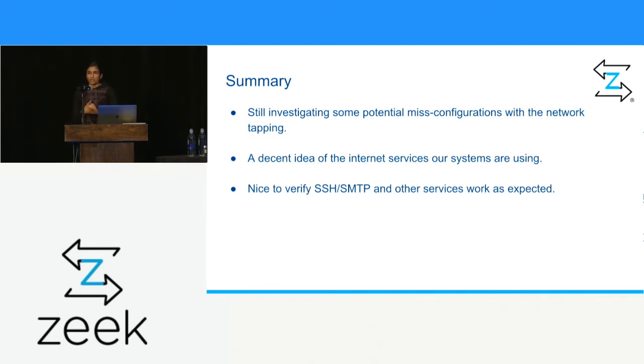And then the last part, when I was analyzing different other services, they were pretty legit connections. So it was nice to verify that our systems are not going outbound and connecting on SSH over any random IP address or any random server. They were actually connecting to a list of internet servers that they were expected to connect to.